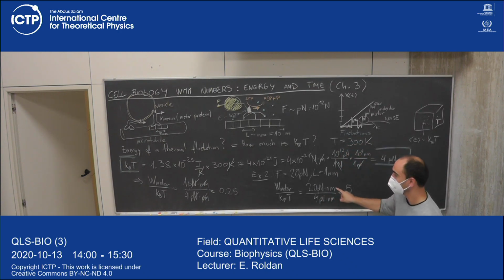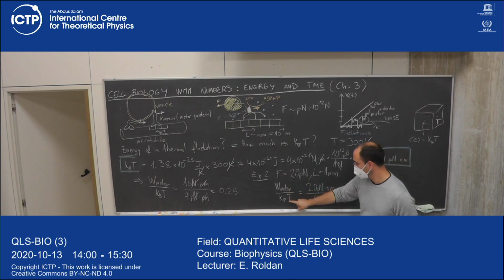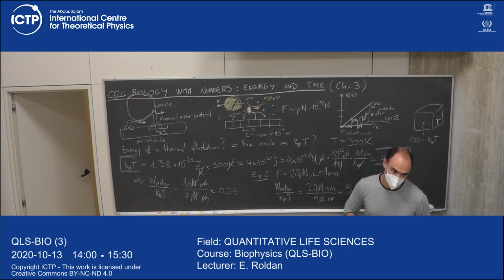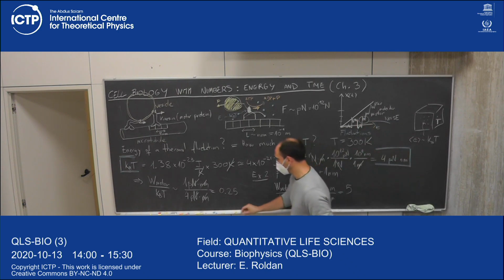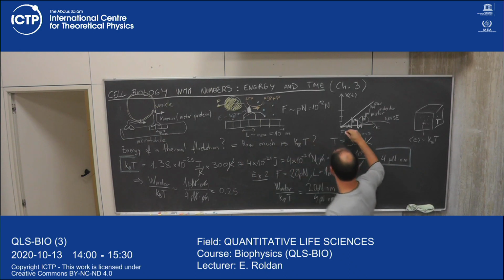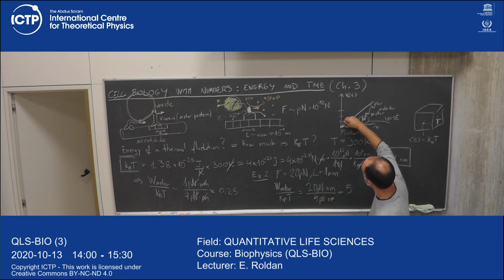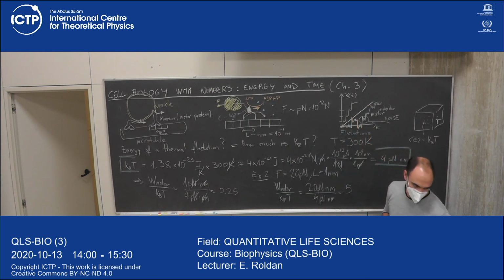Here, the work done by the motor is 5 times larger than a thermal fluctuation. So this will correspond to an example like this, that there are back steps, like here, and this one, which I show in green, will be a case where you will do like this. There will not be many back steps, right? This is to give you an idea.